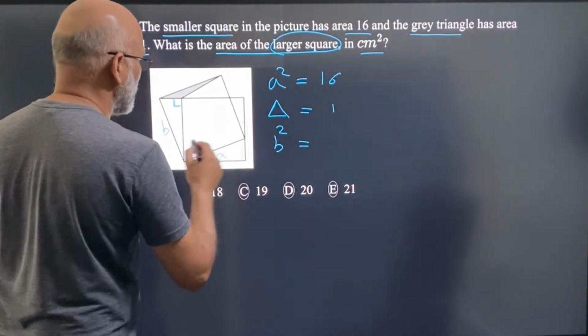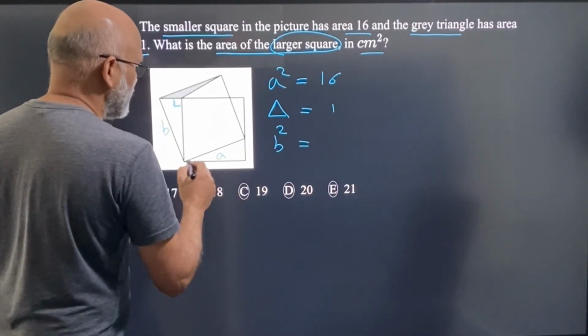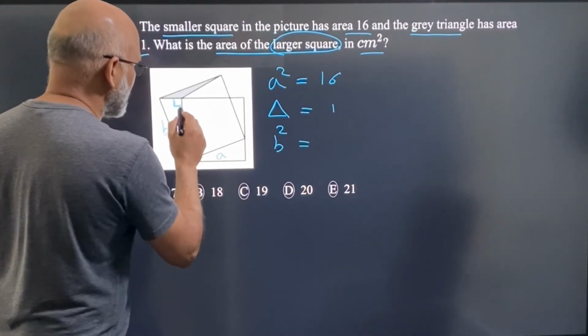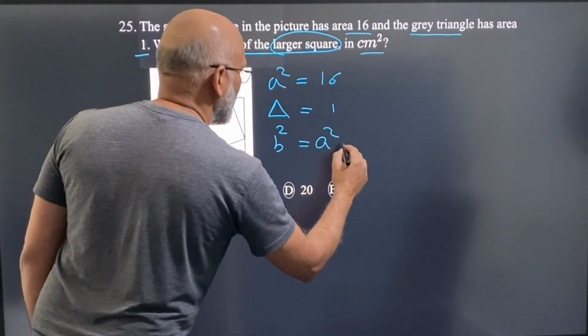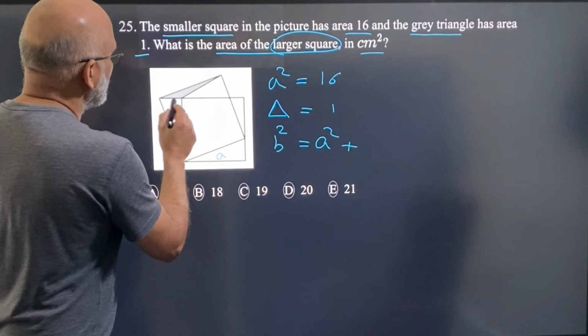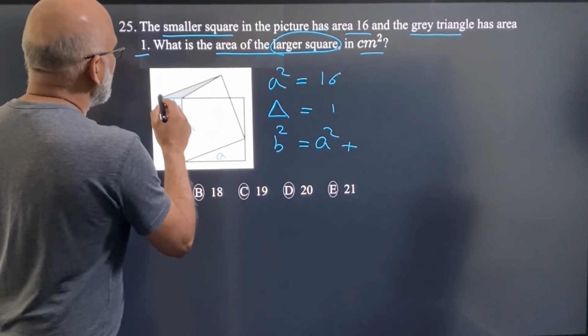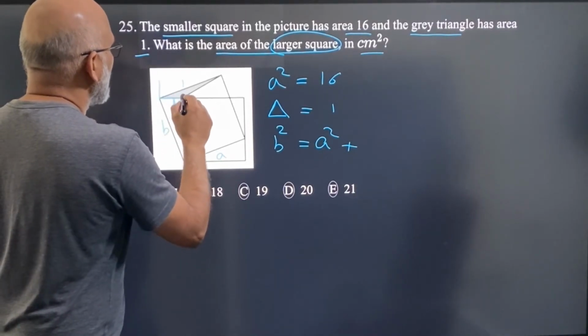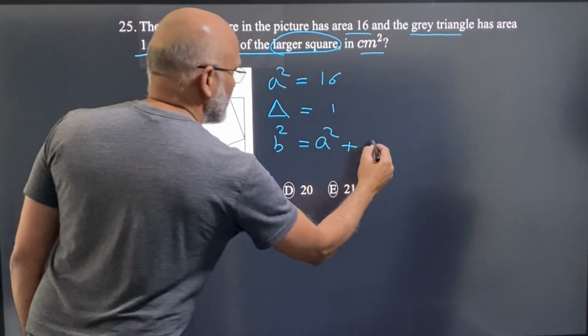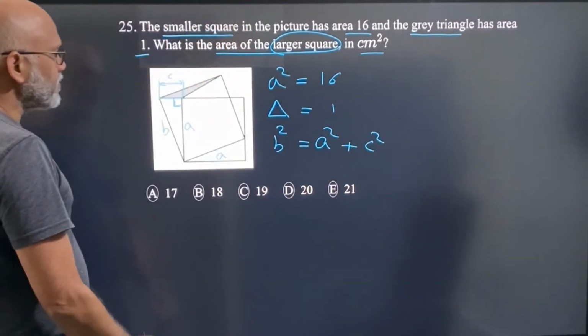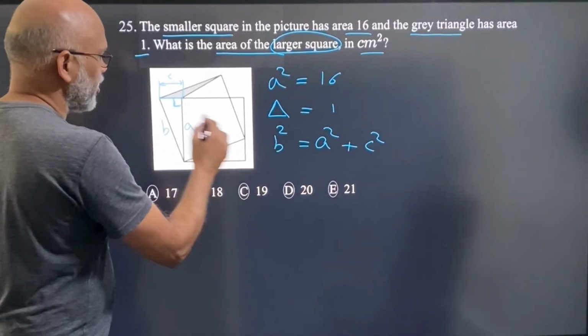So B square is equal to, so if this is A, this also is A, right? This is the side of the same square. So that is A square plus this length here. Let me call this length C, right? It is C square. So that is the area for the bigger square.